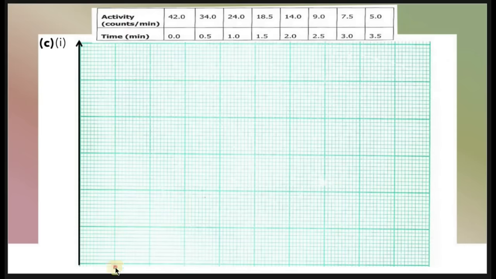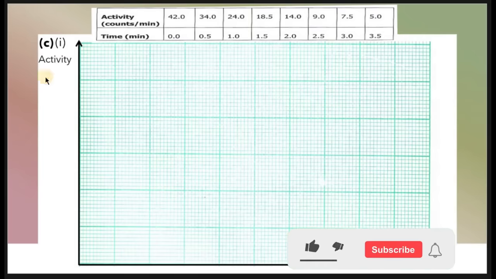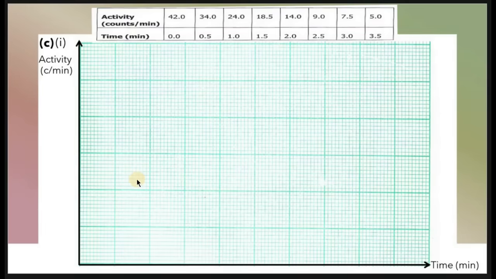You put the vertical axis and the horizontal axis. The vertical axis is activity in counts per minute. Then this is the time in minutes. I forgot to label this one, so you also label the title. The title, you say activity versus time. Now you put the values such that the range on this axis is from about 5 to 42, so let's say from 0 to 42. Then here your range is from 0 to about 4. Make sure the values you put here accommodate this range and are uniform.